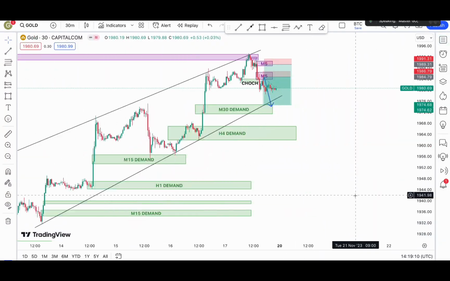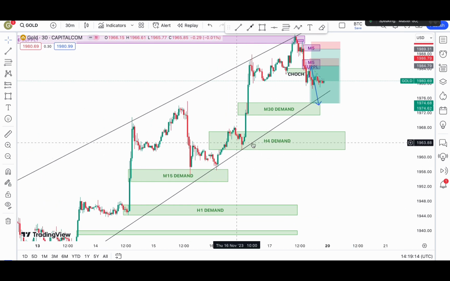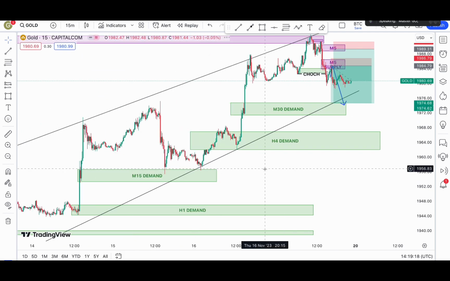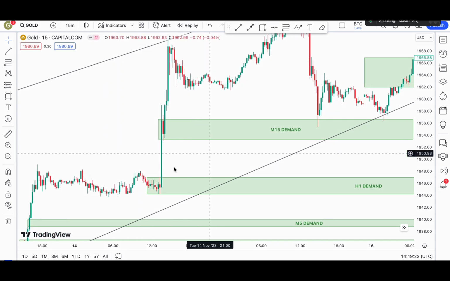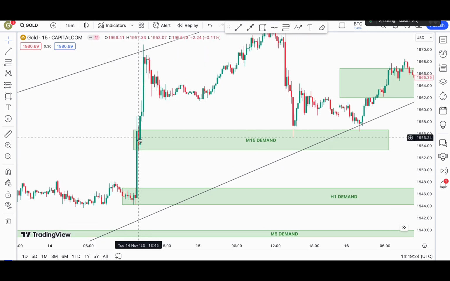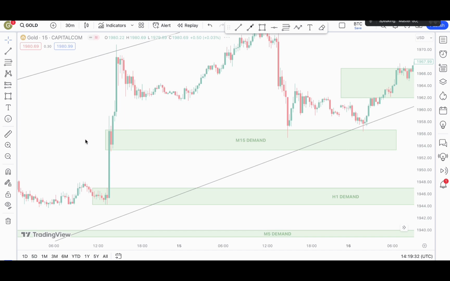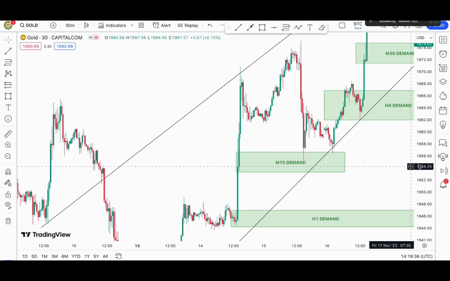Here we have one of the hidden demand zones. Let me show you the M15 demand zone here. When you look at the M30 and H1, you can't find any demand zone. Can you see the price level? 1955. But when you look at M30 at 1955, you can't see anything.